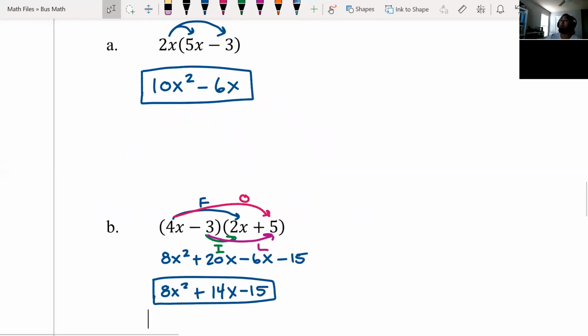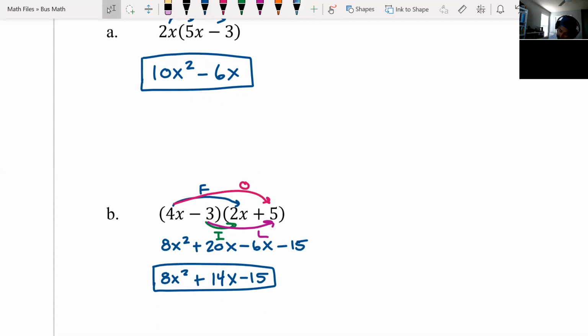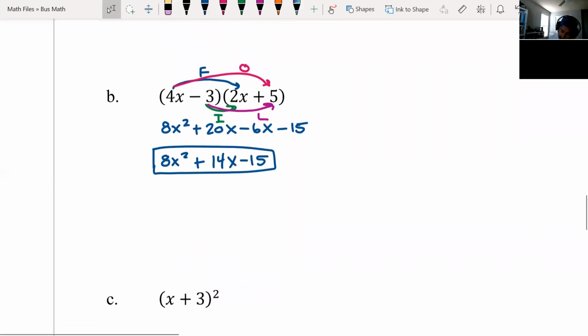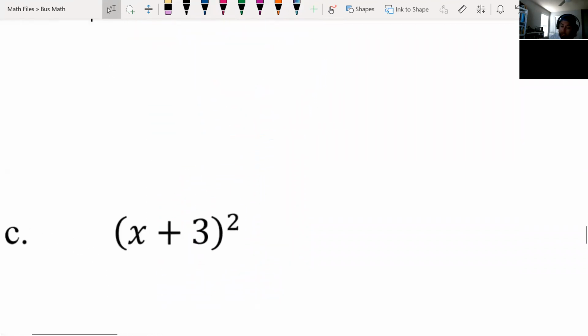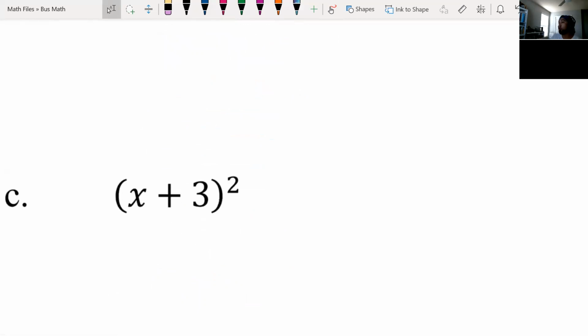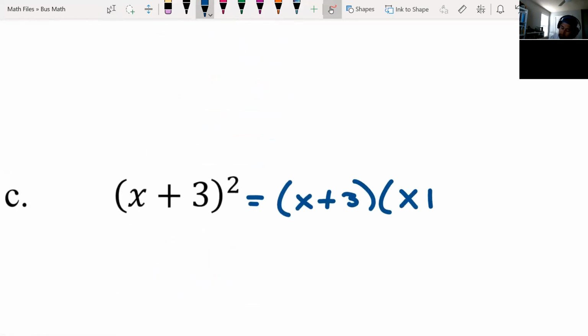Any questions on those two so far? C, x plus 3 squared. And in order to distribute this, to multiply this, we have to expand it. So x plus 3 squared just means I have two x plus 3's. I have an x plus 3 times x plus 3. That's what x plus 3 squared means.